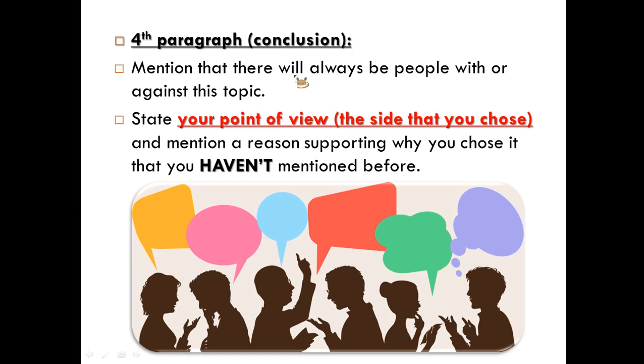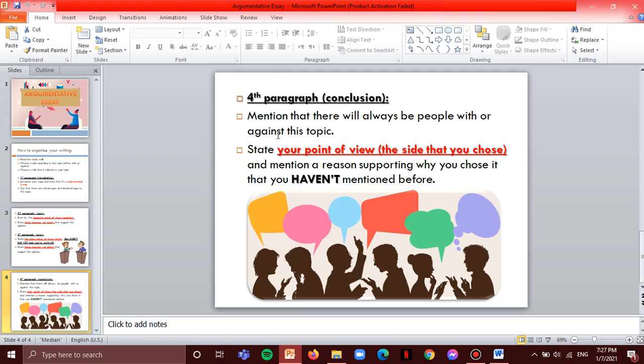I have to mention that there will always be people with or against this topic. And here I state my own point of view. I say, in my opinion, I think that this thing is a bad thing or this thing is a good thing. Why? You mention a reason that you haven't mentioned before in the second or the third paragraph. Okay, this was how to organize my argumentative essay.